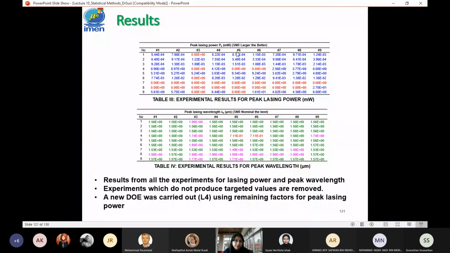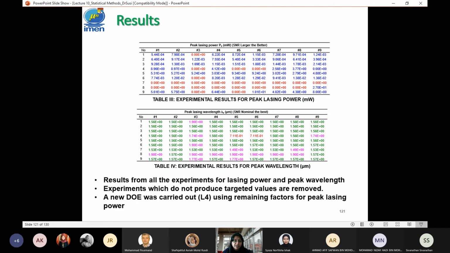Okay, so this is the peak lasing power and this is the peak lasing wavelength. So this is using SNR larger the better, and this one using SNR nominal the best. As you can see, for the lasing, there are some zero values here, because in lasers, when you do not choose your layer thickness correctly, the laser does not lase.